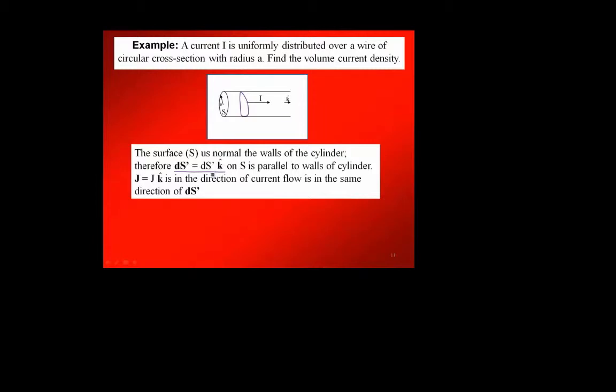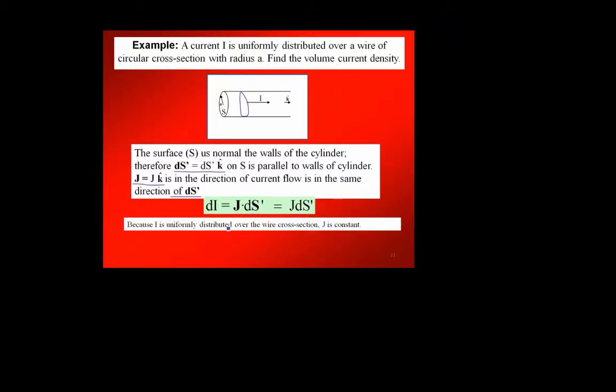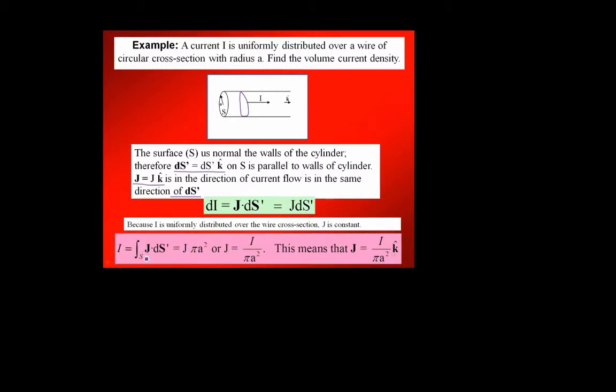On S, this will be parallel to the walls of the cylinder, so then J, which is in the direction of the current flow, is just equal to J k hat. And so it's in the same direction as ds prime. Well, okay, di is equal to j dot ds, and so in magnitude is j ds prime. So because it's uniform, j is a constant, and therefore, if you integrate over the surface, so remember this is S up here, then that's just j pi a squared, because j comes out and you're just integrating over ds.